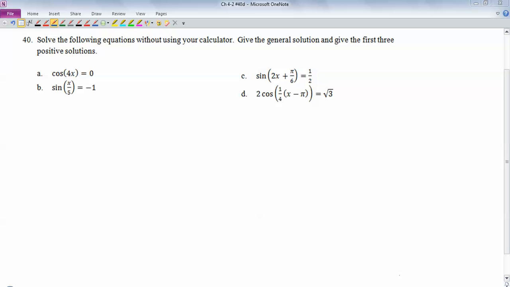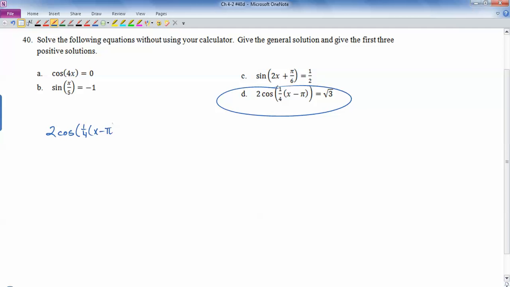Okay, so for this problem, I want to look at 40D, which is one of these solving trig equations. I'm picking the one that looks ugly, so this guy. Let me write that over here so it's by itself. Notice the pi here implies that we're working in radians. So radians.